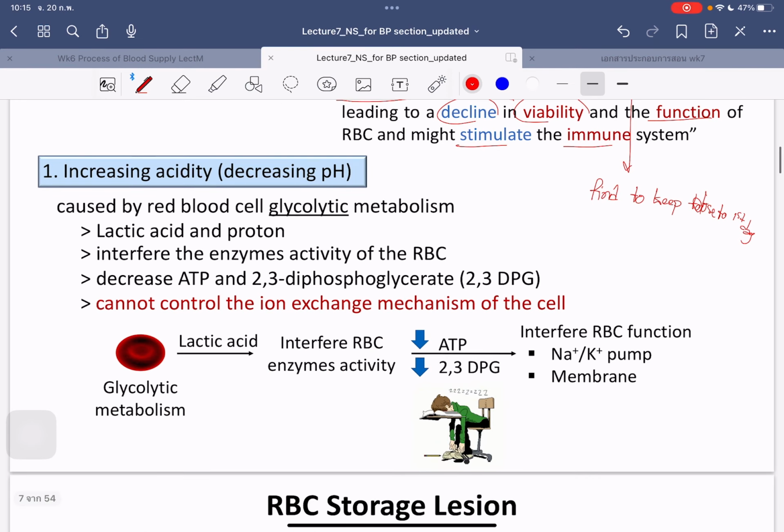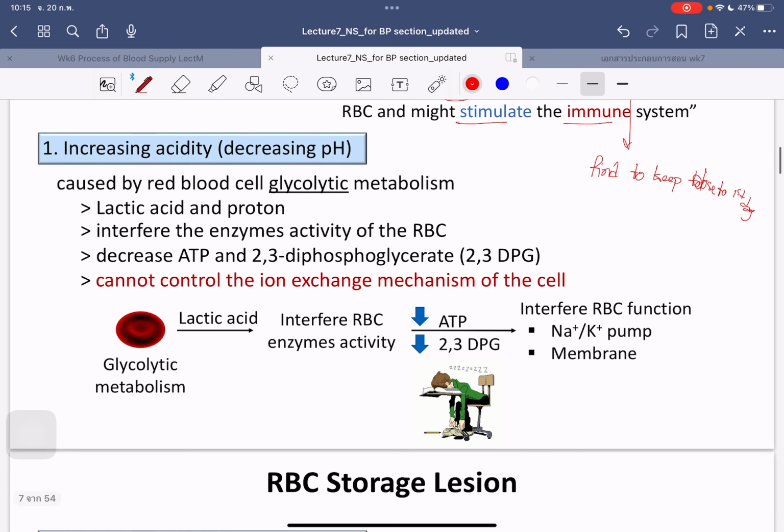So first, as I mentioned earlier, when you store blood for a long time, the first thing that's going to change is pH, right? pH decreases because in the blood bank, the red blood cells still function, still have viability, and they need glucose. But when the red blood cell uses glucose in a no oxygen condition, it will use the glycolytic pathway and produce lactic acid. That's why long-term stored blood will have a decreased pH.